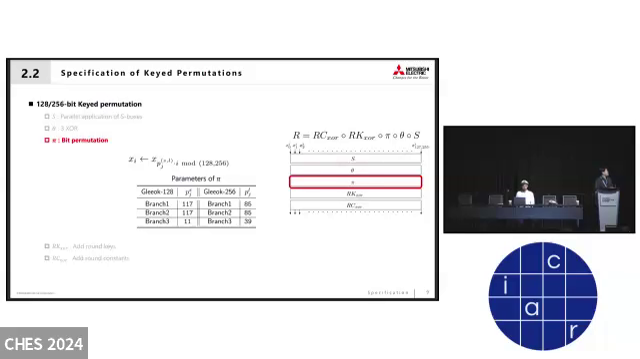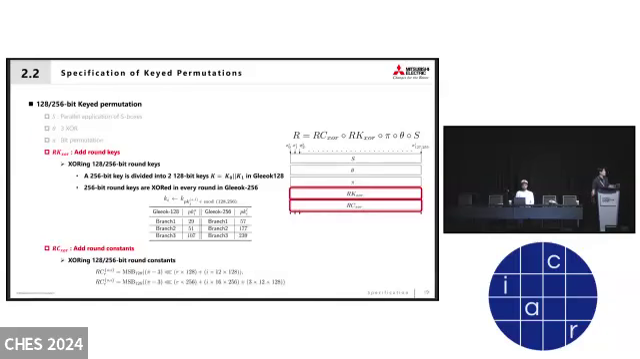And pi is a bit permutation, which is also expressed by this formula. And so the parameters are also specified depending on the branches and variants. And so the round key, this explains the round keys.